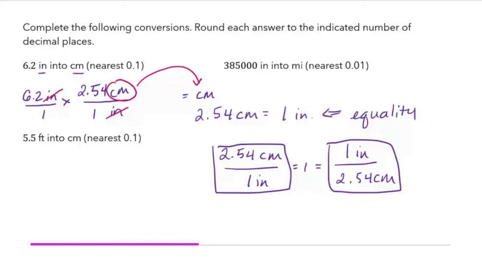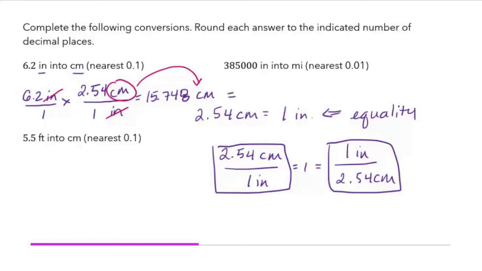Once we've sorted out the units, all we need to do is the arithmetic, the multiplication of those fractions. So 6.2 times 2.54 gives us 15.748. And I'm not worried about the denominators because they're just 1. So we will have 15.748 centimeters over 1. So 15.748 centimeters.